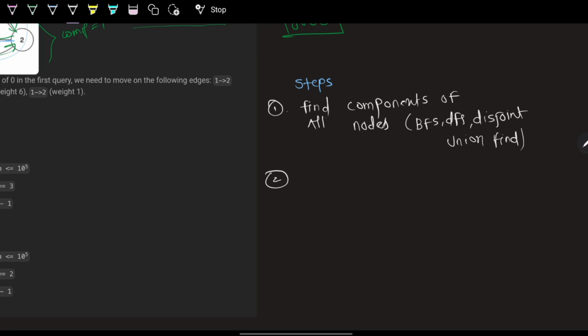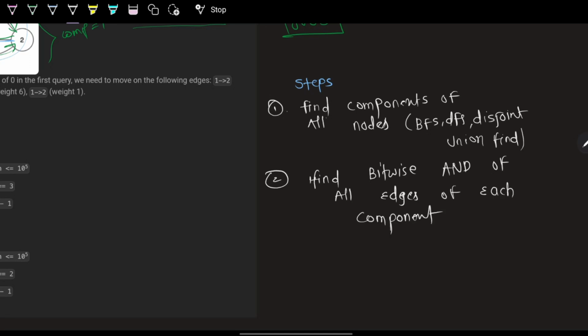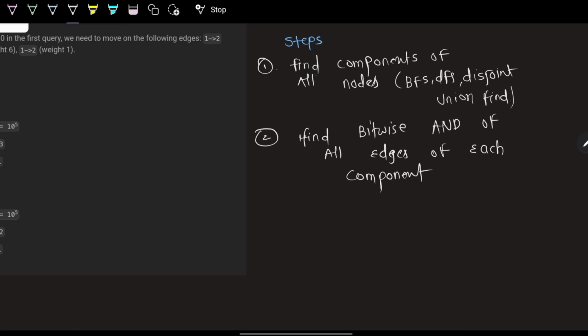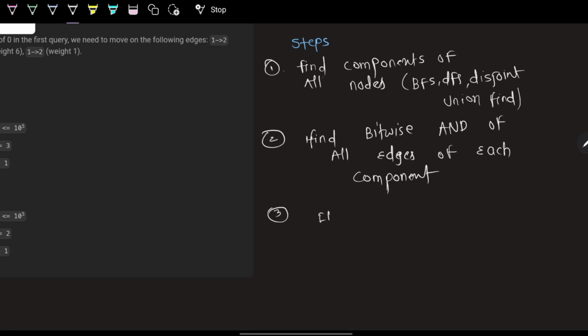Second, once you find the component, find the bitwise AND of all edges of each component. This is the second step, right? Makes sense? We have to find the bitwise AND of all the edges of the same component, of each component, basically. And the third step will be, okay, iterate over the queries, because we are building the answer.